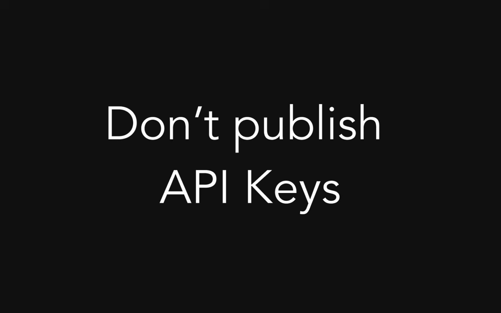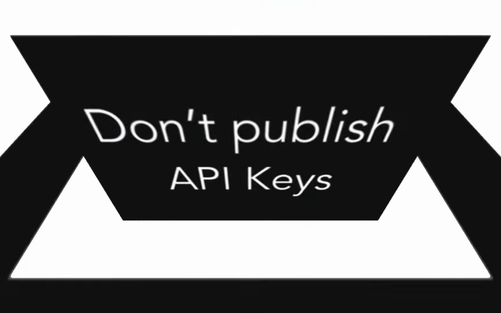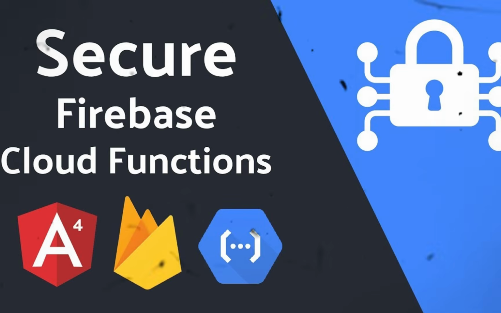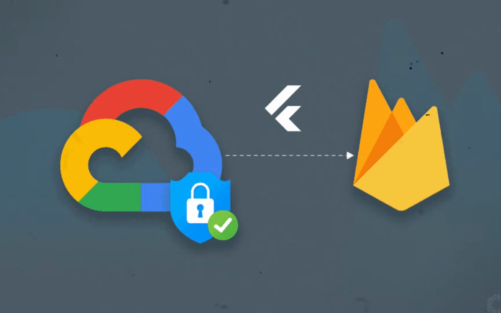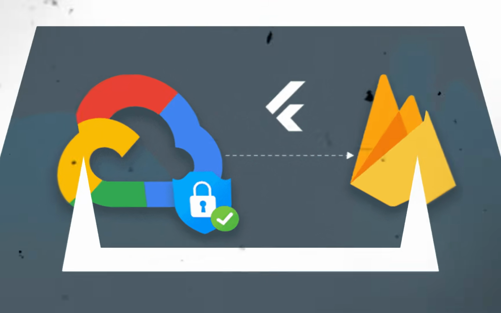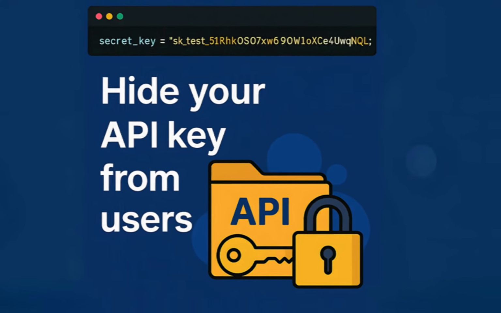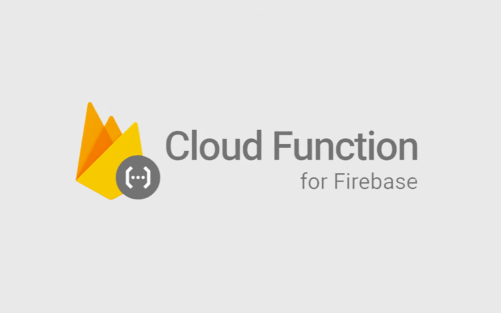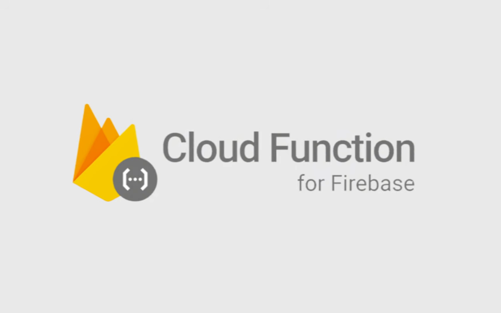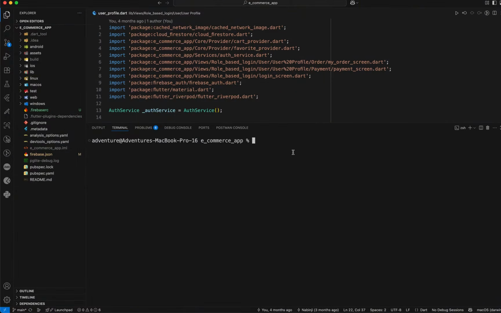Have you ever made the mistake of putting your secret key or API key in the front end? Never do this again. Your app is in danger. Today in this video, I'm going to show you how to store your secret key safely on the server side using Firebase Cloud Function. Let's keep those secrets secret and your app secure.